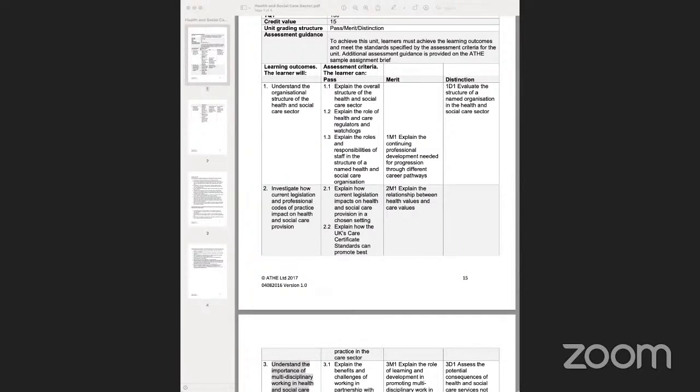There are devolved nations, obviously, in the UK. The United Kingdom is a combination of four devolved nations, England and Wales.